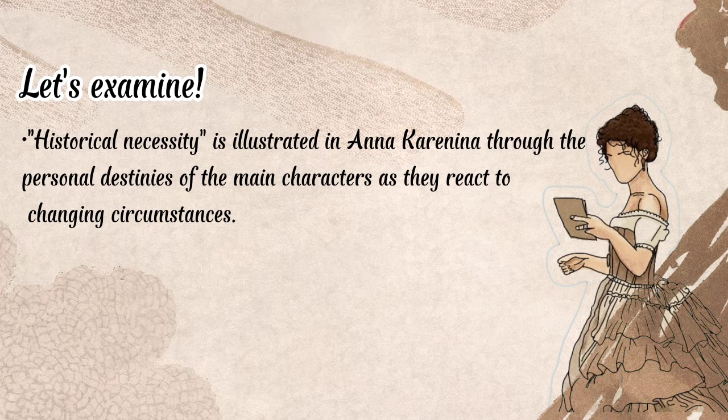Second, historical necessity is illustrated in Anna Karenina through the personal destinies of the main characters as they react to changing circumstances. For example, Anna's adultery provides a necessity. That is, the structure in which Anna, Vronsky, and Karenin must retrench their values to overcome the crisis they face, and how they met the challenge of their situation generates the dynamics of the story.